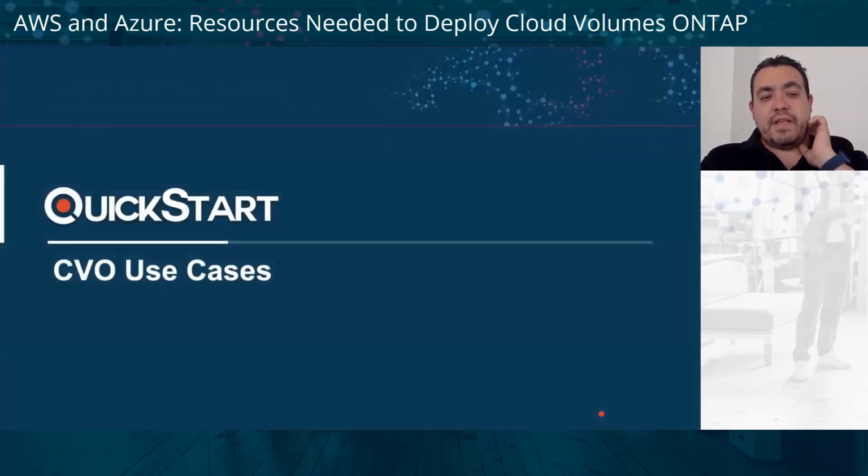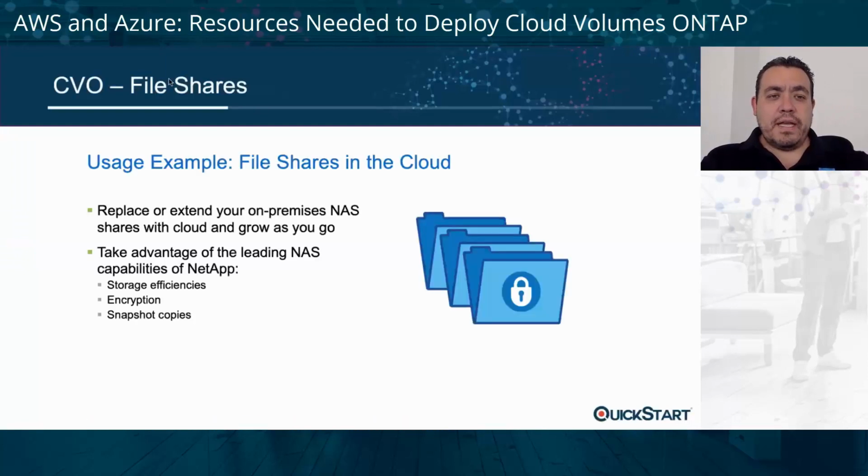So if we see some CVO use cases, the first one and the most common one, guys, is to have file shares in the public cloud. Since CVO supports both NAS protocols like CIFS and NFS, then we can replace or extend your shares or exports with cloud, and you can grow as you go. And we can take advantage of the NAS features and storage efficiencies. You can see we have here encryption, snapshots, and storage efficiencies. When we say storage efficiencies, we mean deduplication, compression, and compaction.